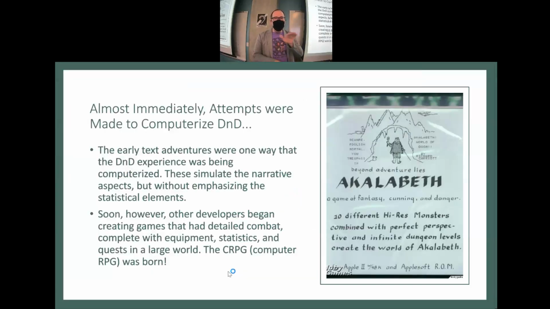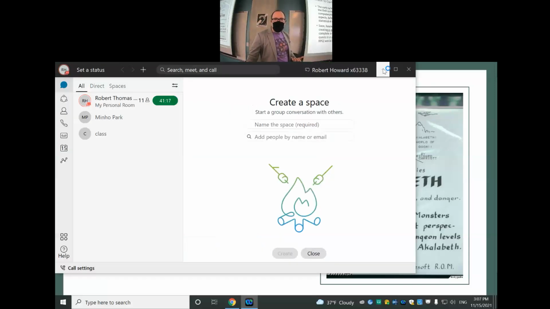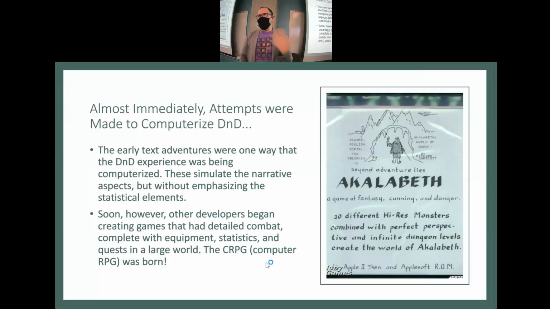You had the Venn diagram stacked on top of each other. So as a result of that, you had many early attempts to computerize D&D. Pretty much almost immediately after D&D came out, everyone wanted to computerize it in some fashion. So that happened almost immediately.